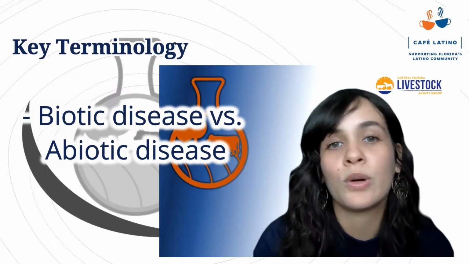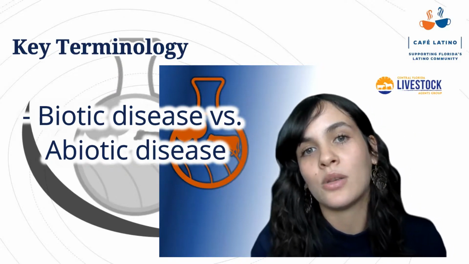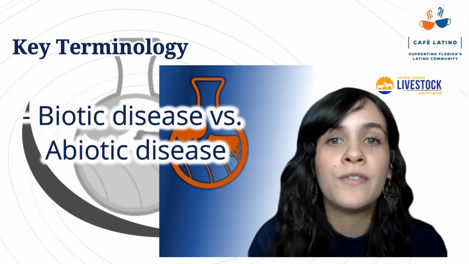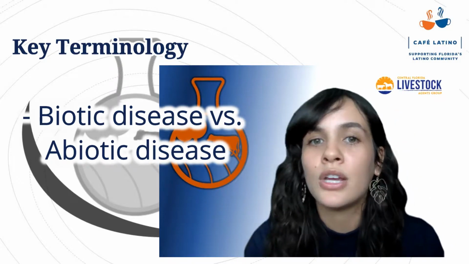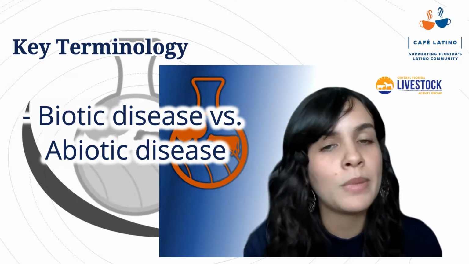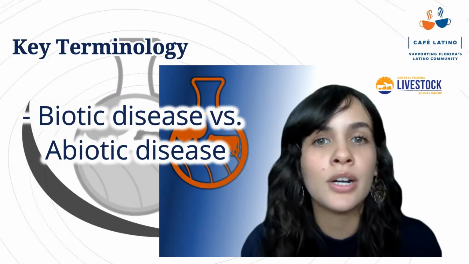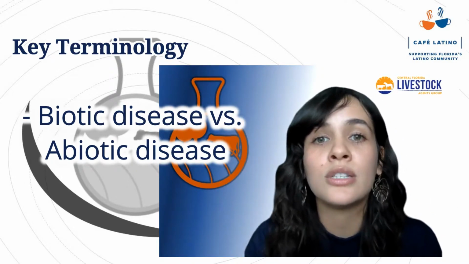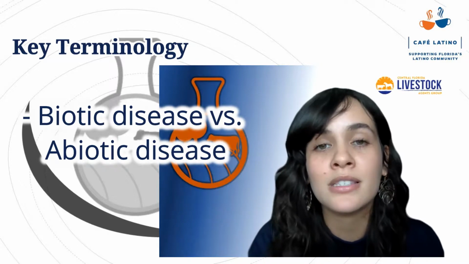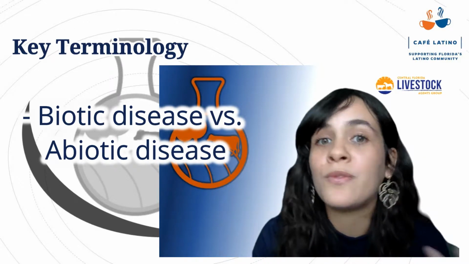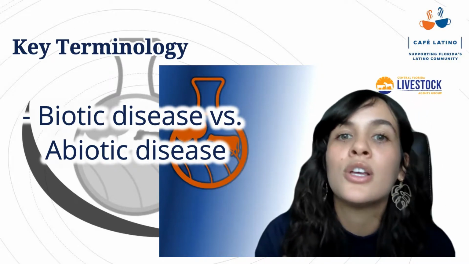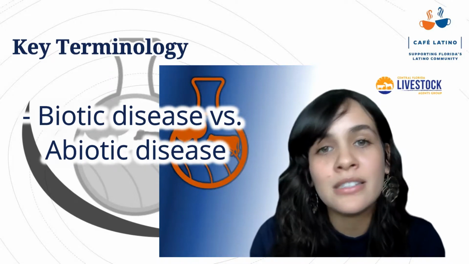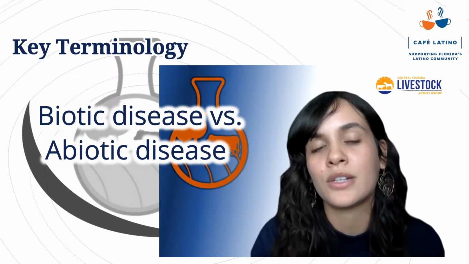On the other hand, when we talk about abiotic diseases, we are talking about physical or chemical factors such as drainage, soil pH, temperature, nutrient deficiencies. All of that could also create certain disorders and symptoms in your plants, and they can sometimes be confused with biotic diseases. So it's very important to know the key differences between these specific terms.